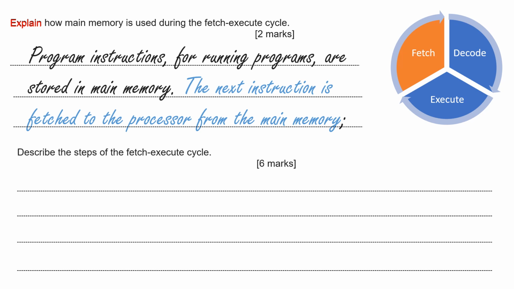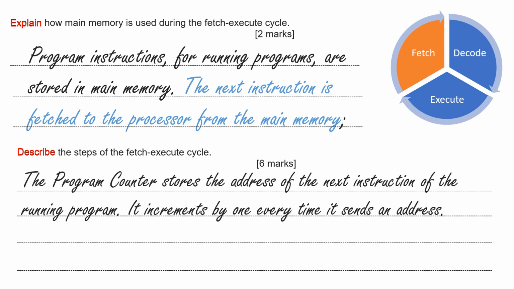One more question with a different keyword. Describe the steps of the fetch execute cycle. Now this is a 6-mark question, and I'm not going to answer it completely. I'm just going to start you off. So here we need to describe. Describe being the key word. So here we're going to get a mark for saying which component we're talking about and describing what it does, but also linking it to the next part. So the program counter, the first component in the fetch part of our fetch execute cycle, stores the address to the next instruction of the running program. It increments by 1 every time it sends an address.